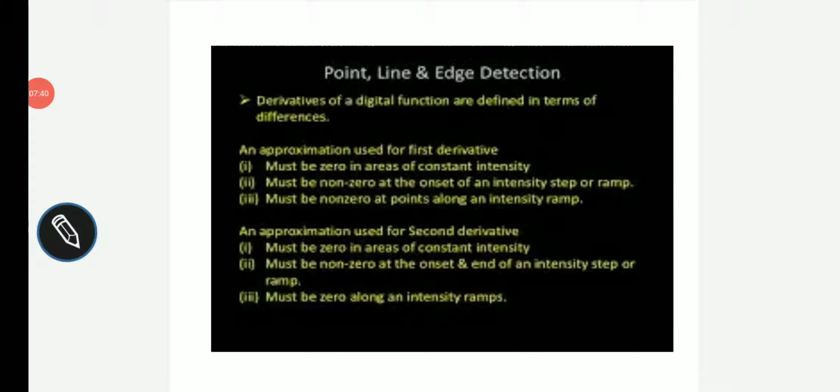Derivatives of a digital function are defined in terms of differences. There are various ways to approximate these differences. For the first derivative, the approximation must be zero in areas of constant intensity, must be non-zero at the onset of an intensity step or ramp, and must be non-zero at points along the intensity ramp. Similarly, for the second derivative, the approximation must be zero in areas of constant intensity, must be non-zero at the onset and end of an intensity step or ramp, and must be zero along the intensity ramp.